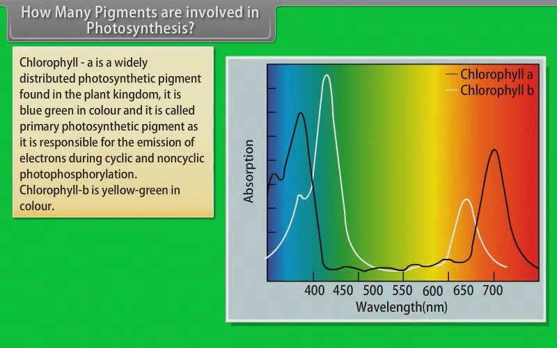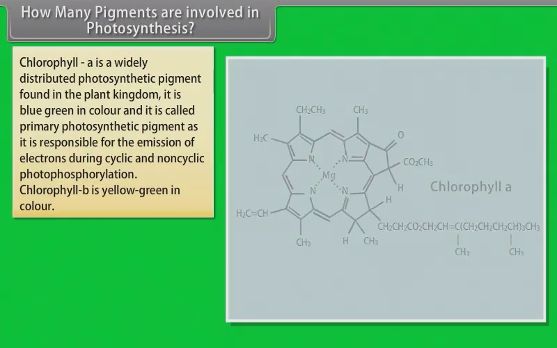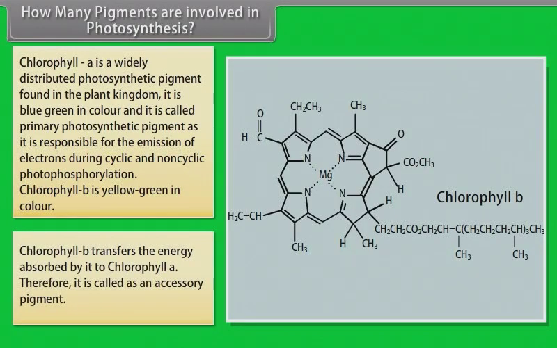Chlorophyll A is a widely distributed photosynthetic pigment found in the plant kingdom. It is blue-green in color and it is called the primary photosynthetic pigment as it is responsible for the emission of electrons during cyclic and non-cyclic photophosphorylation. Chlorophyll B is yellow-green in color. It transfers the energy absorbed by it to chlorophyll A. Therefore, it is called an accessory pigment.